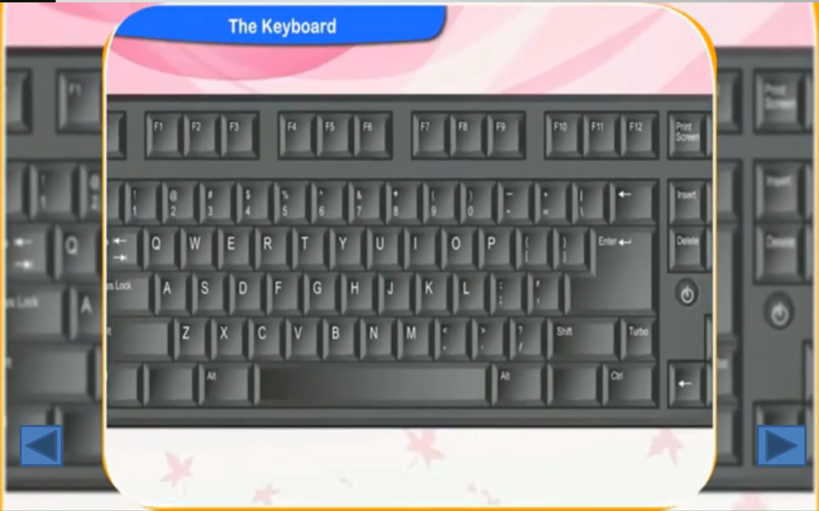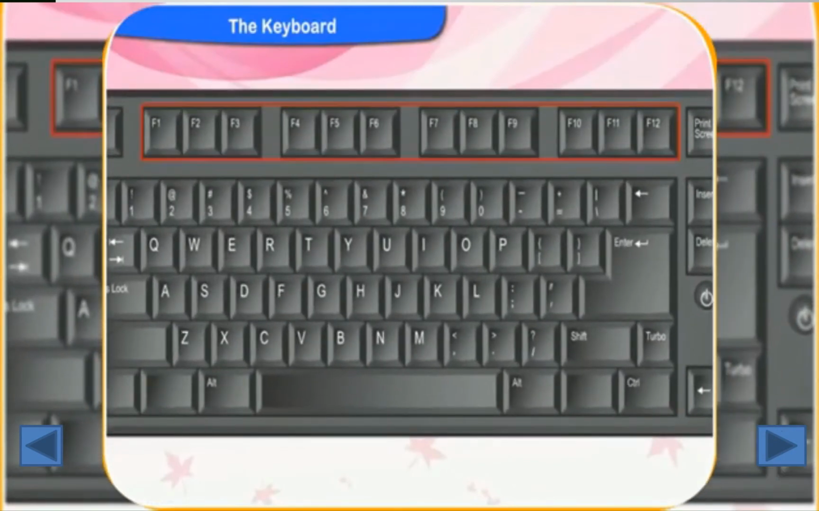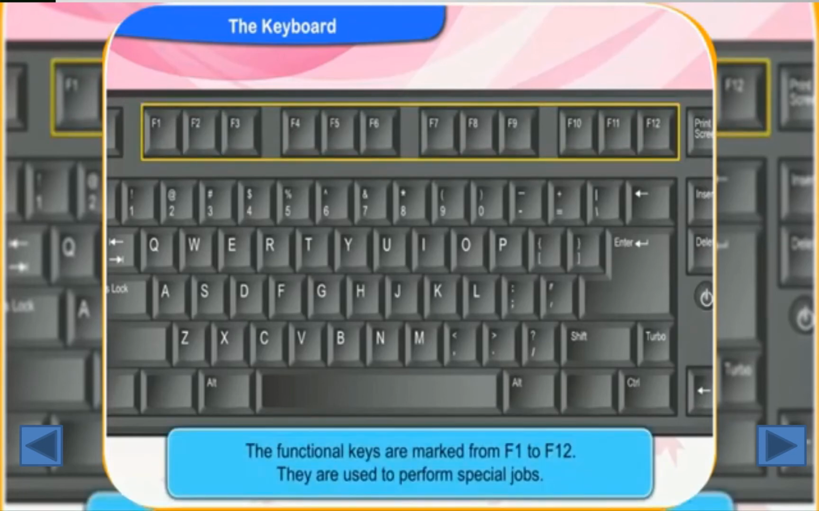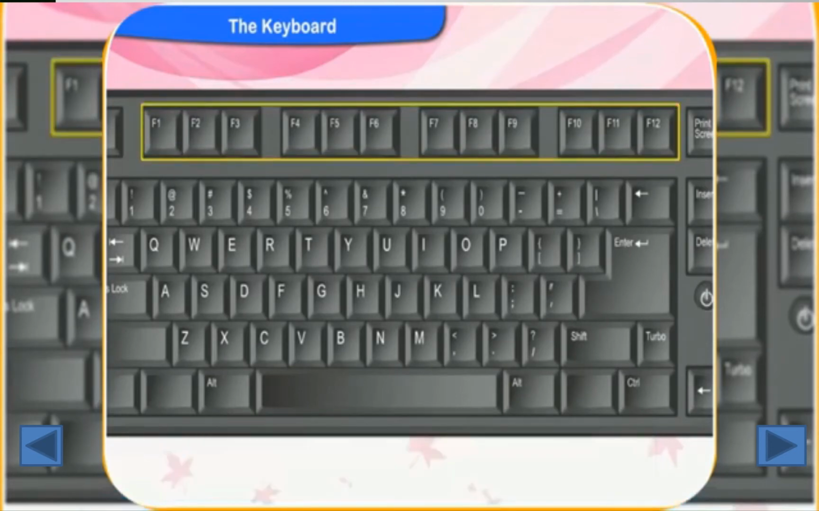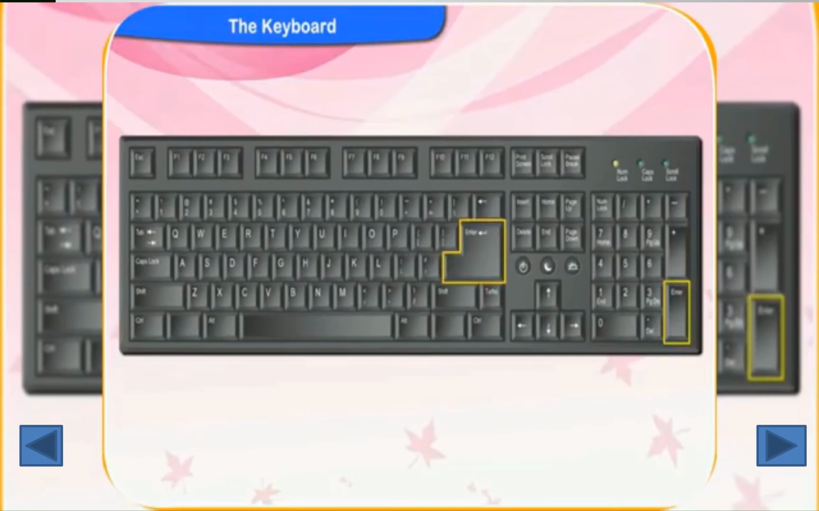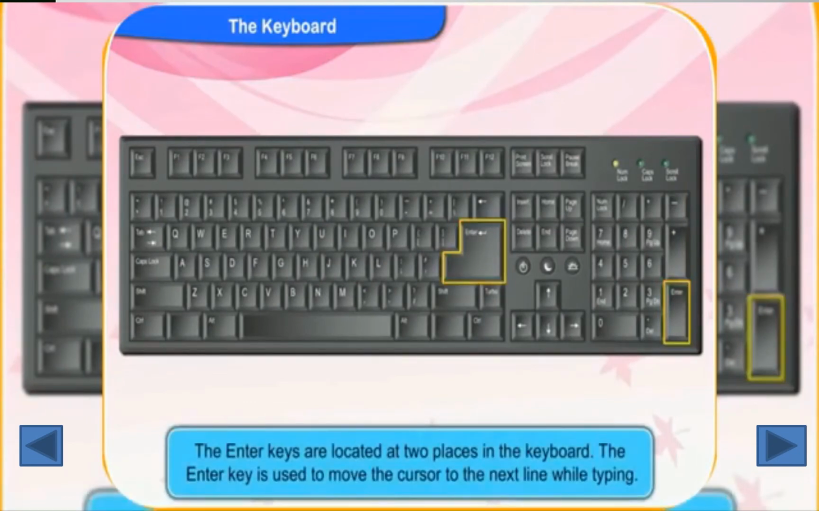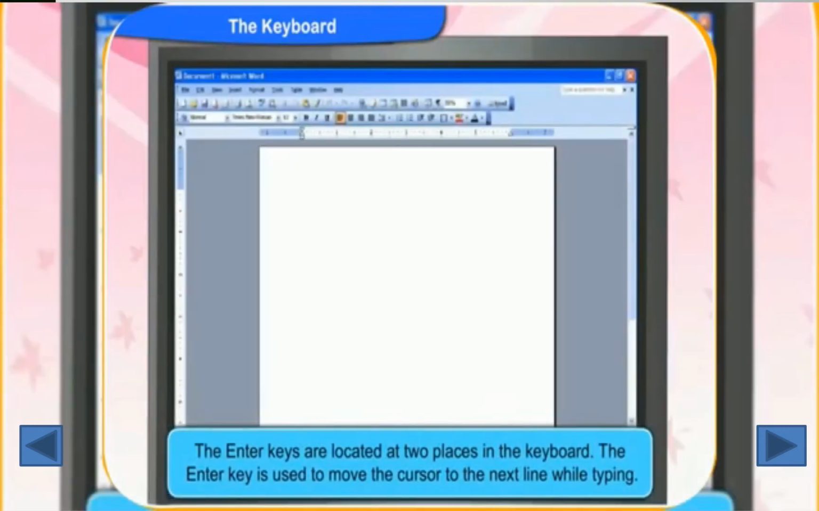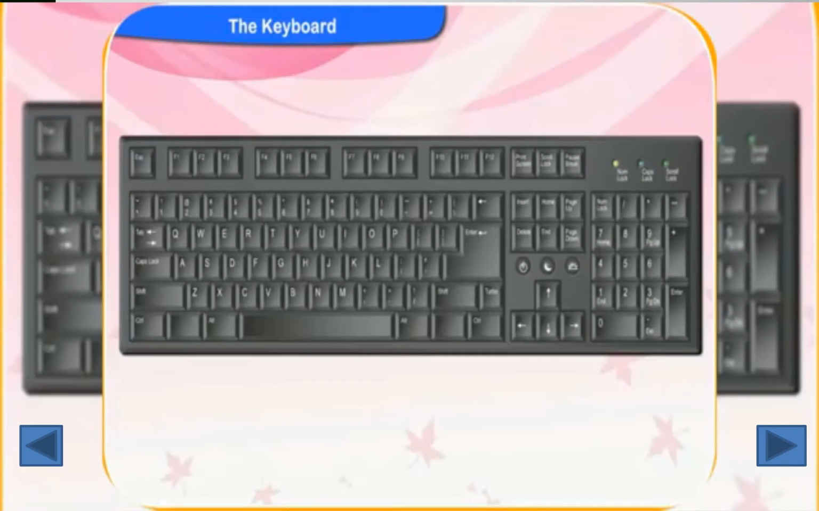Kliko, what are these keys on top of the keyboard? They are named from F1 to F12. They are the functional keys. They are used to perform special jobs. What are these two big keys which have enter written on them? They are the enter keys. They are located at two places in the keyboard. The enter key is used to move the cursor to the next line while typing.